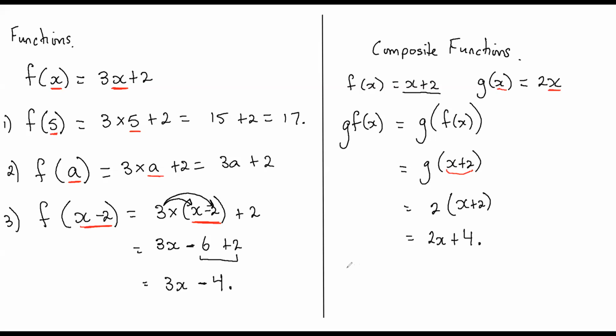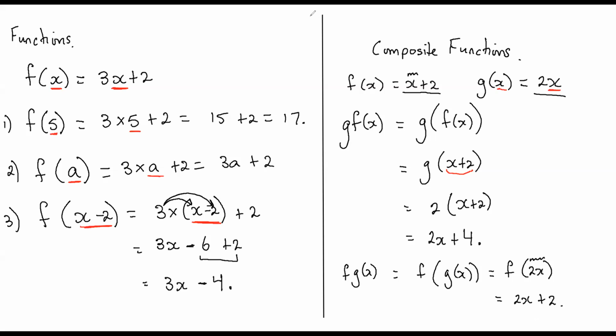Similarly, if I were to do f of g of x, what that means is that I am now going to put g of x into the function of f. But what is g of x? G of x is 2x. So it means that I'm doing f of 2x. So wherever x was, I'm now going to write 2x. That becomes 2x plus 2. Yeah?